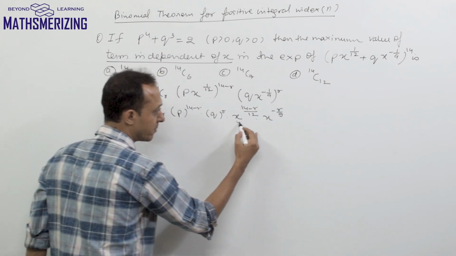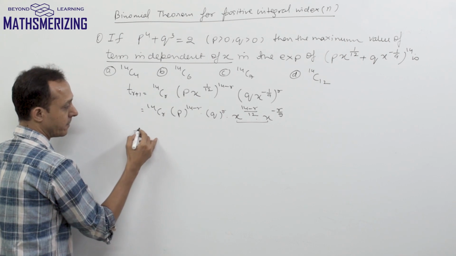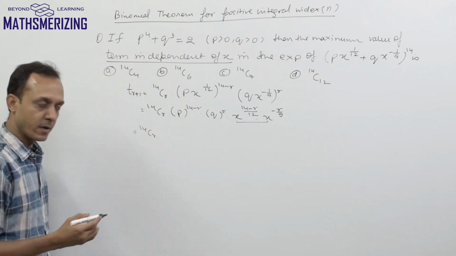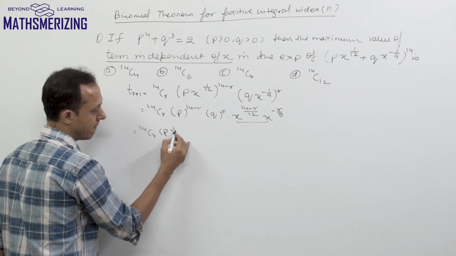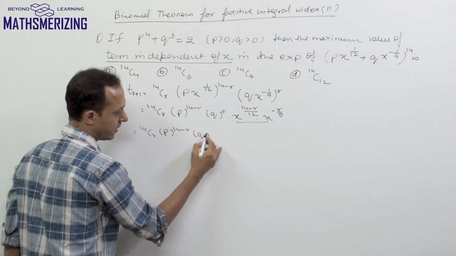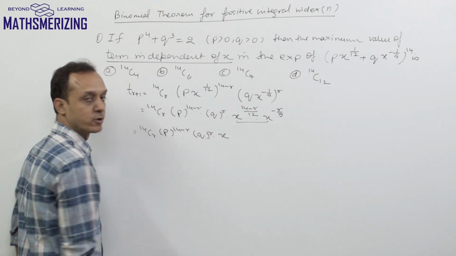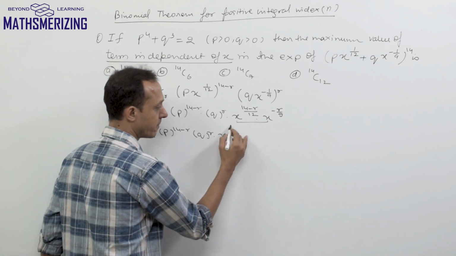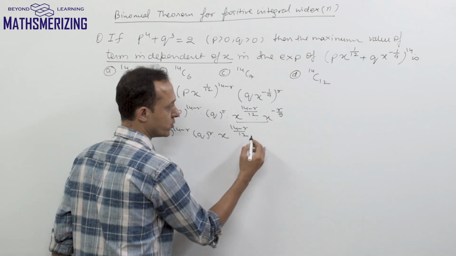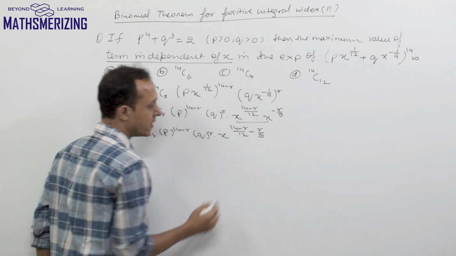So now I'll take these terms of x together. So I'll write ¹⁴Cᵣ, now this is p^(14−r) qʳ, and here will be x to the power (14−r)/12 − r/9. So now I'll take the LCM.